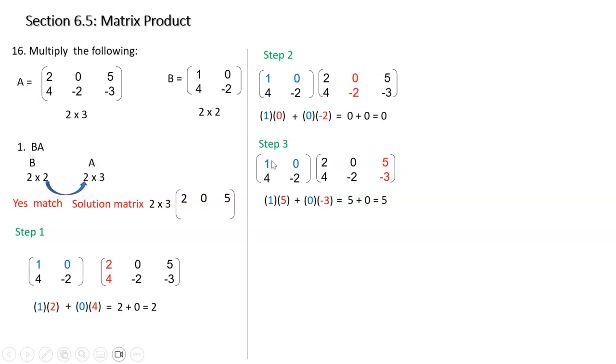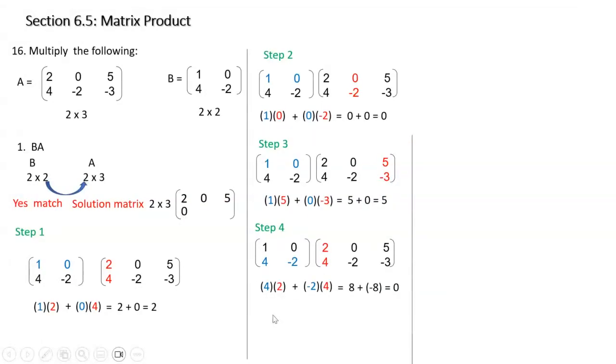If you notice, I already multiplied the first row times every column. That's why now for step 4, we go to the second row, which will be in blue. And we repeat the process as we did in step 1. We're going to multiply the second row times the first column. So 4 times 2 plus negative 2 times 4, which will give us 8 minus 8, which is 0. The 0 goes on the second row, first column. Step 5, we repeat the process. It's going to be 4 times 0 plus negative 2 times negative 2. The answer will be 0 plus 4. The answer is 4. So the 4 goes on the second row, second column.